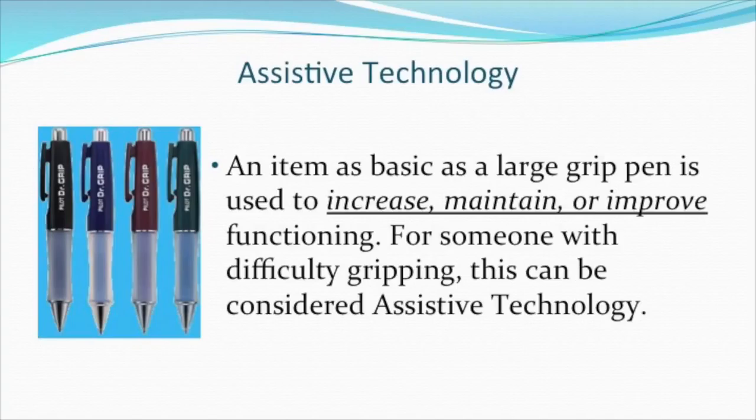Assistive technology, based on the definition, if an item as basic as a large grip pen is used to increase, maintain, or improve functioning for someone with difficulty gripping, it can be considered assistive technology.